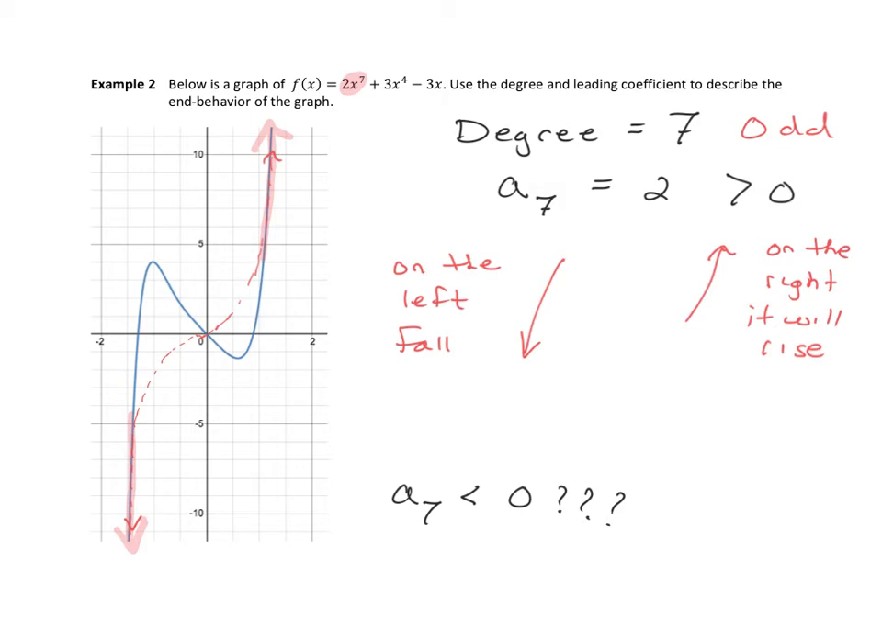This side will go up, and this side will go down. So I'll say on the left, it will go up, it'll rise. So it goes up, but on the right, it'll go down, it'll fall.